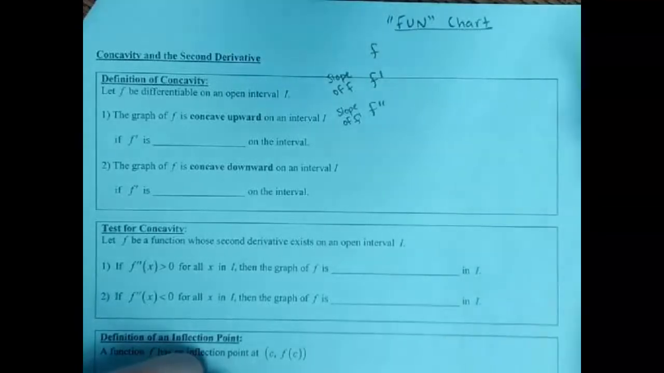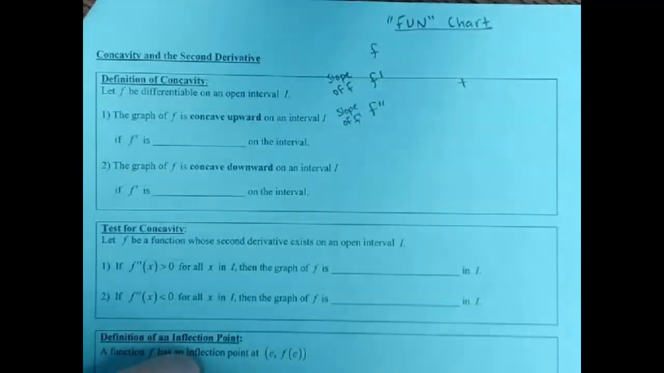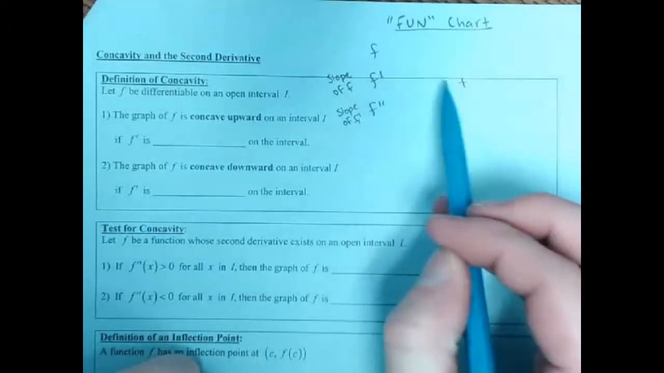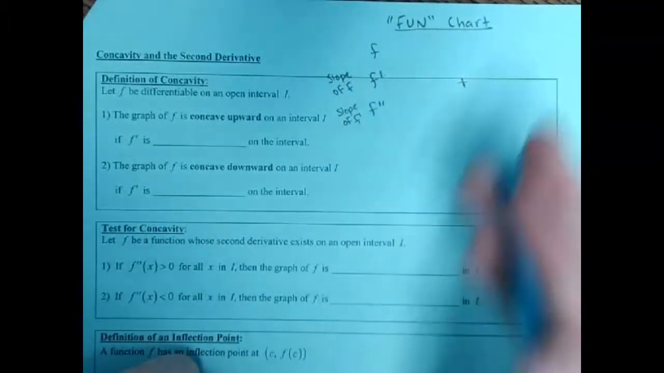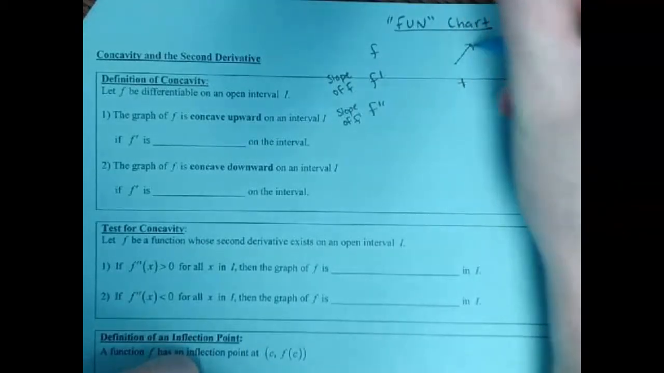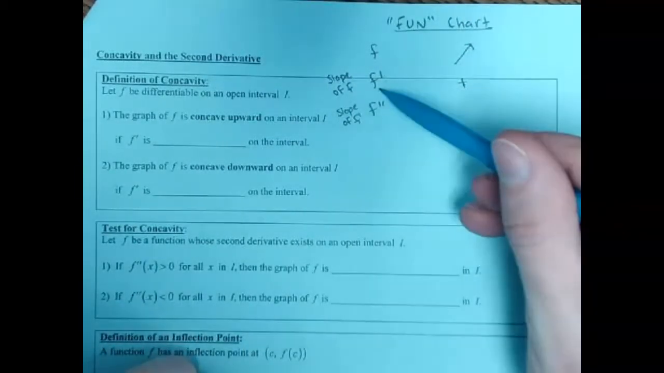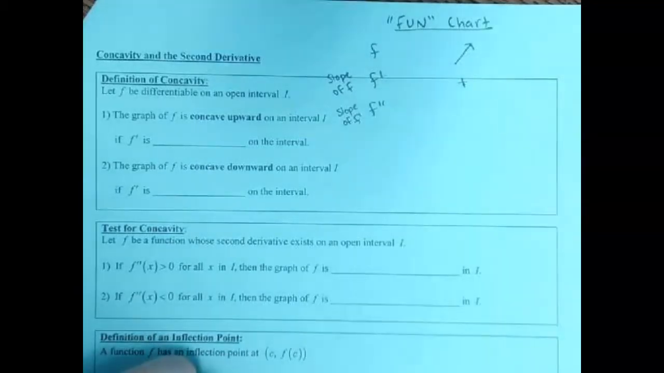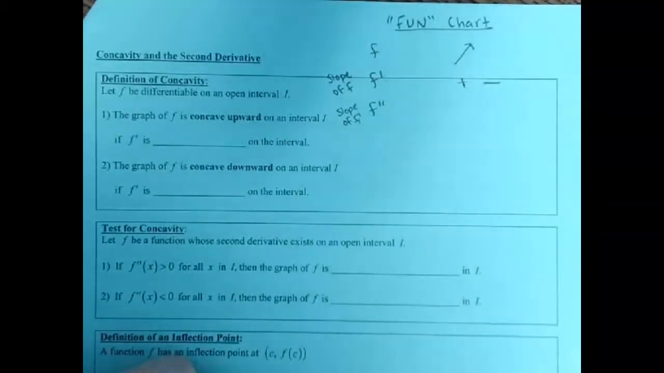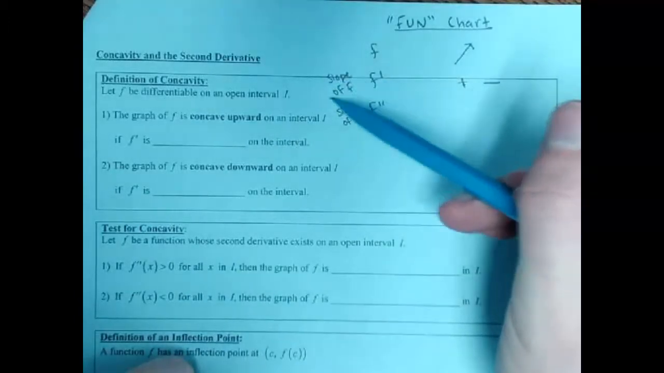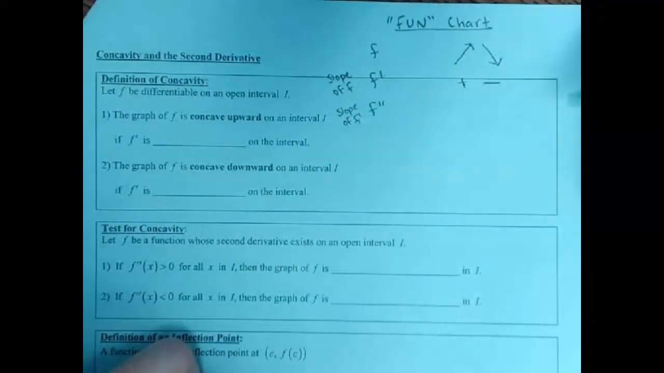Let's do the first derivative first. If the first derivative is positive, if f prime is positive, that means the slope of f is positive, and that means f is increasing. Positive slope means going up, which means increasing. So first derivative positive means that your original function is increasing. Correspondingly, if your first derivative is negative, then the slope of f is negative, which means f is decreasing, right?